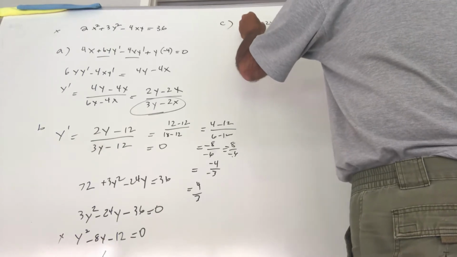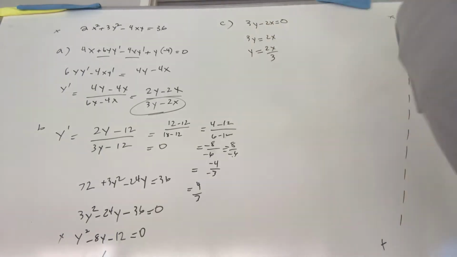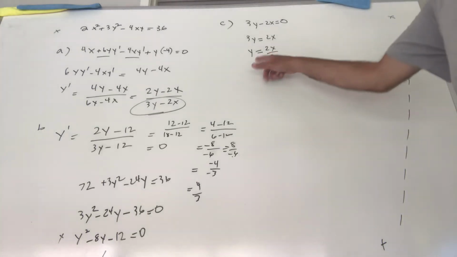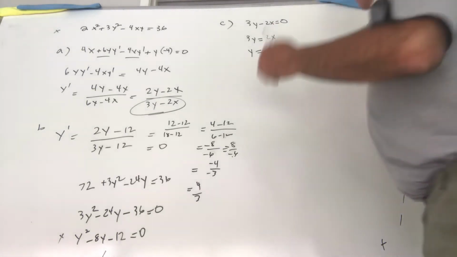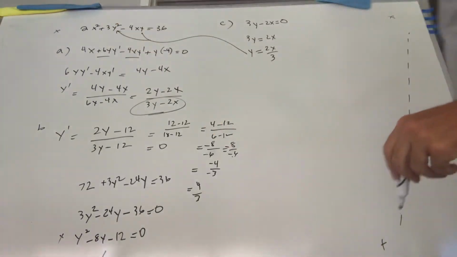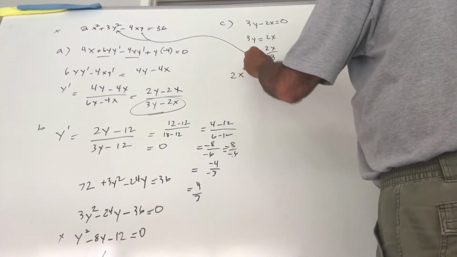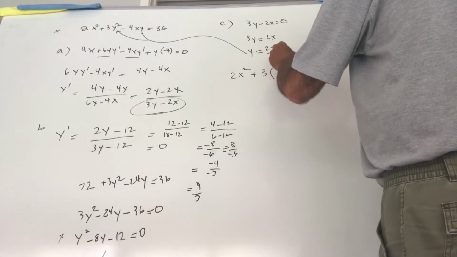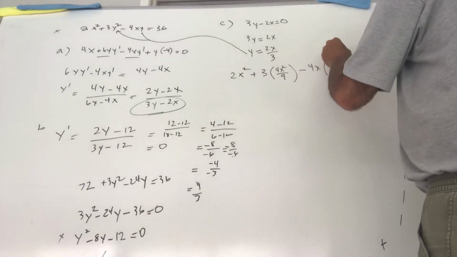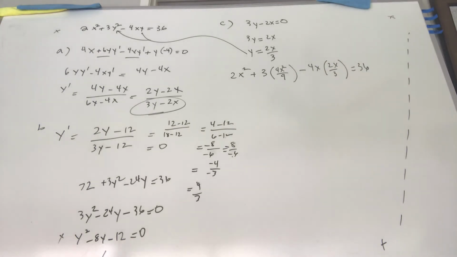How about this? 3y equals 2x, y equals 2x over 3. So what we know, and we're not done yet, of course, but we know y has to be 2/3 of whatever x is. Well, it's a bit of a pain. You've got to put that back in for y, and then solve for x. So you get 2x squared plus 3 times 4x squared over 9 minus 4x times 2x over 3 equals 36. You literally have to solve that equation.